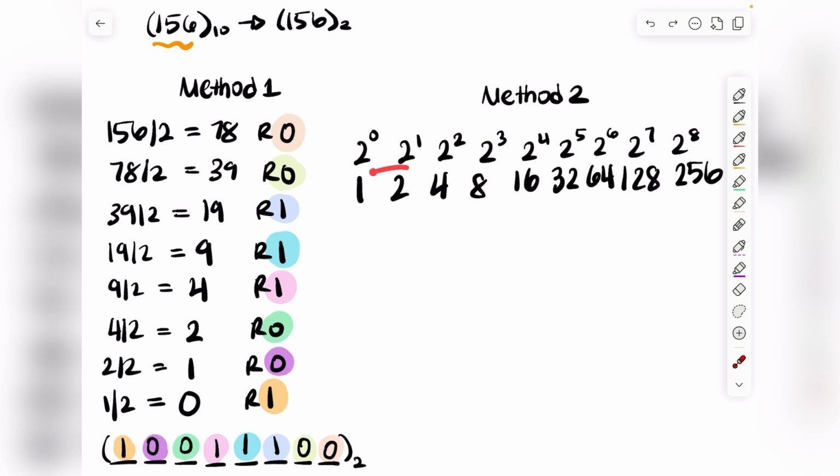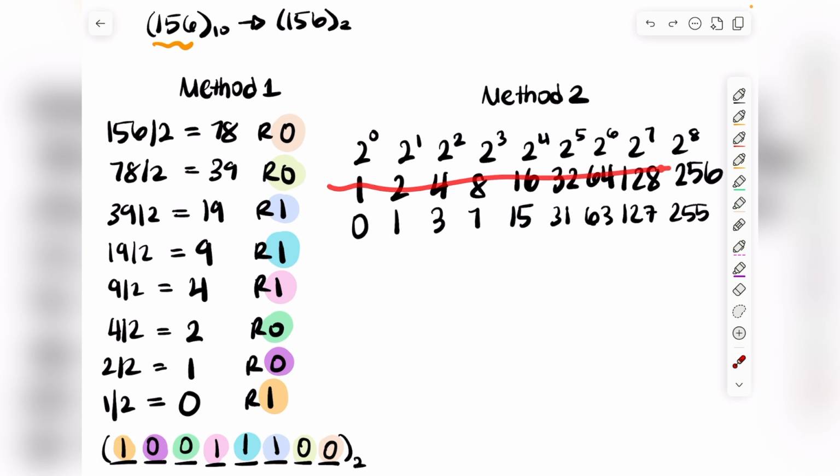Then all you have to do is subtract 1 from these. So 1 minus 1 is 0. 2 minus 1 is 1. 4 minus 1 is 3. 8 minus 1 is 7, and so on. Now you don't even need this. You just needed this to get to these numbers. So to figure out how many bits you need to represent the number 156, all you do is locate 156 in this range.